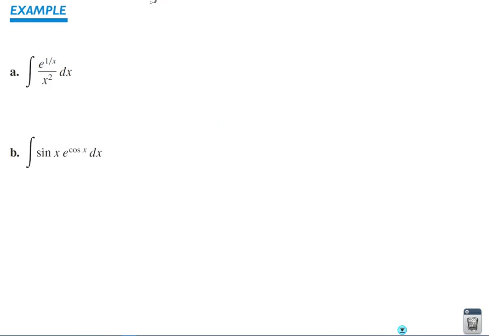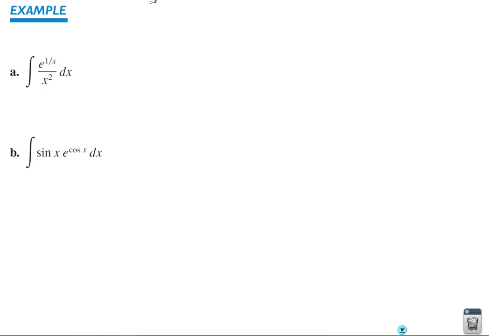Okay, a couple more of these. Ooh, e to the 1 over x squared. And then sine of x e to the cosine x. Oh, so we're mixing the trig with the e to the x here. So this is a great opportunity for you to pause the video, try these on your own, and then come back.